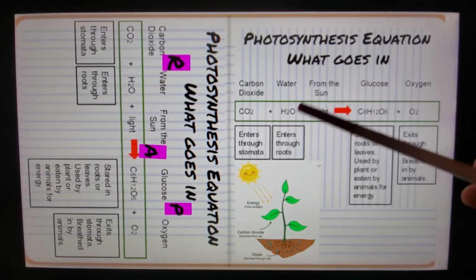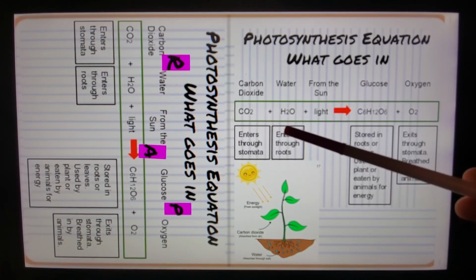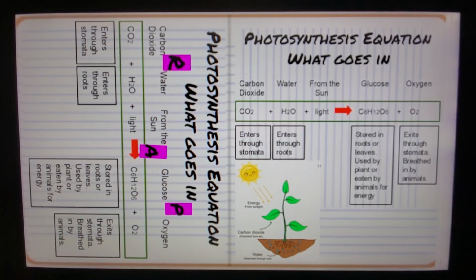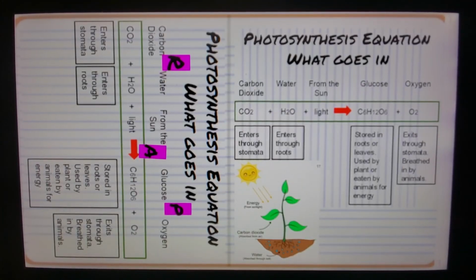So what goes in are the reactants. What comes out are the products. And we're going to talk a little bit more about what it is that comes out and what happens to this glucose. And that is the end of our Wednesday notes.